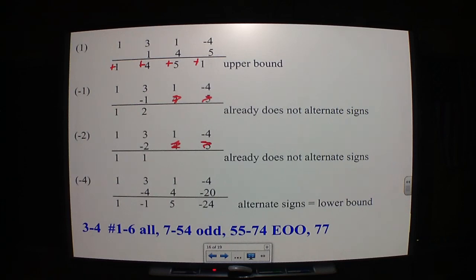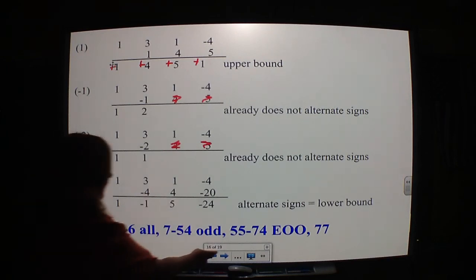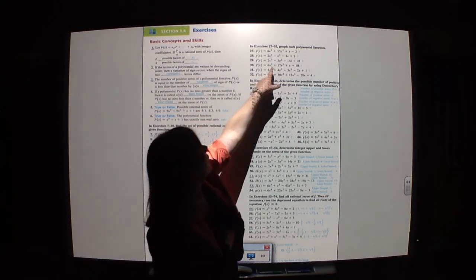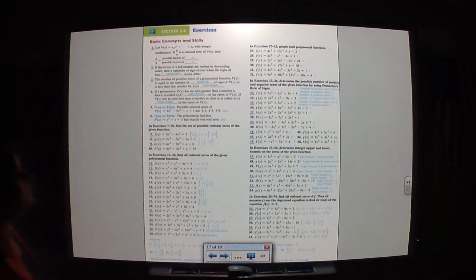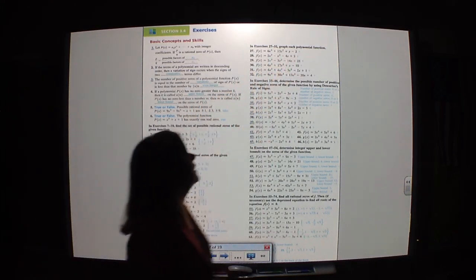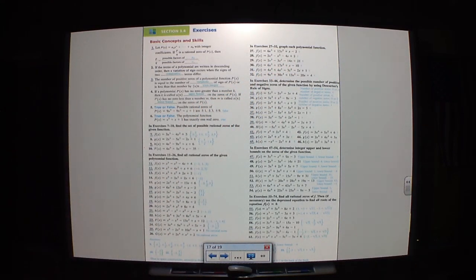The homework is 1 through 6 all, 5 through 54 odd, 55 through 74 every other odd, and 77. And like I said, be careful, because I didn't do examples of everything, but for example, you're going to graph each polynomial here. You're going to factor it. You're going to use the rational root theorem. You're going to find the possible roots here. And then you're going to factor these completely. Once you factor them completely, you will graph them.